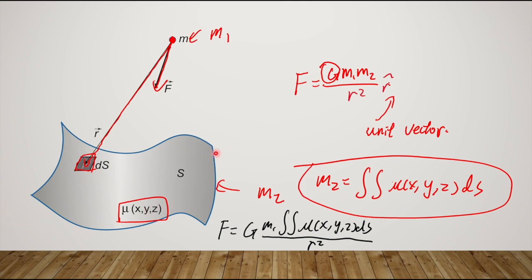Now, at this point, we should be very familiar with how to calculate the mass using the surface integral and the density function. In this case, we can find the mass of this surface S by taking the integral of its density function. If we combine these two equations, we get the black equation right here, which is used to calculate the force between a surface and a particle.